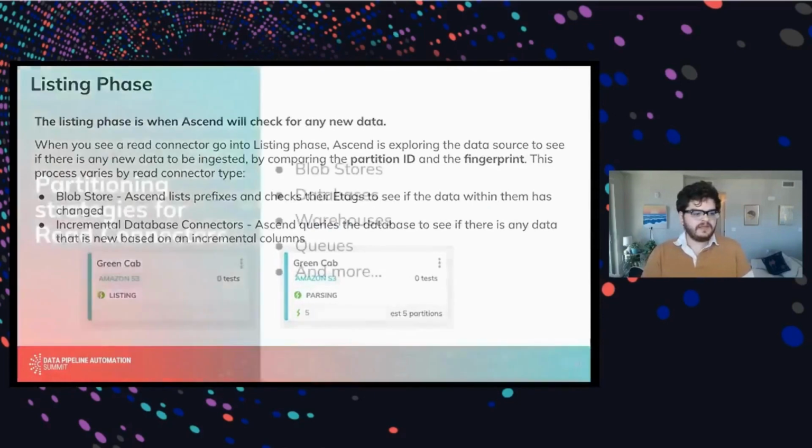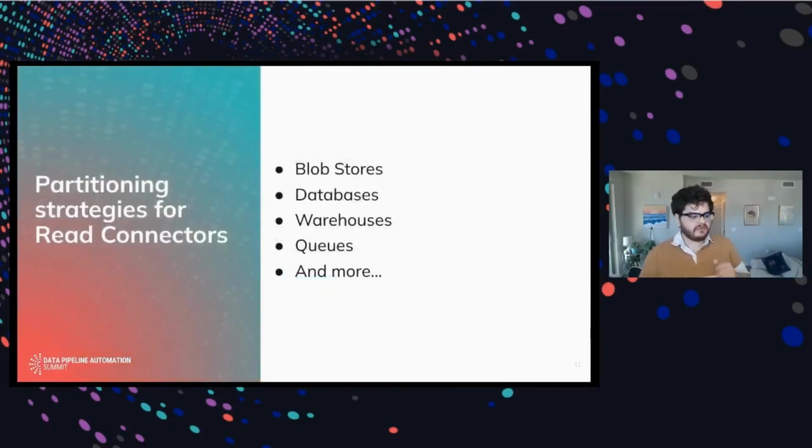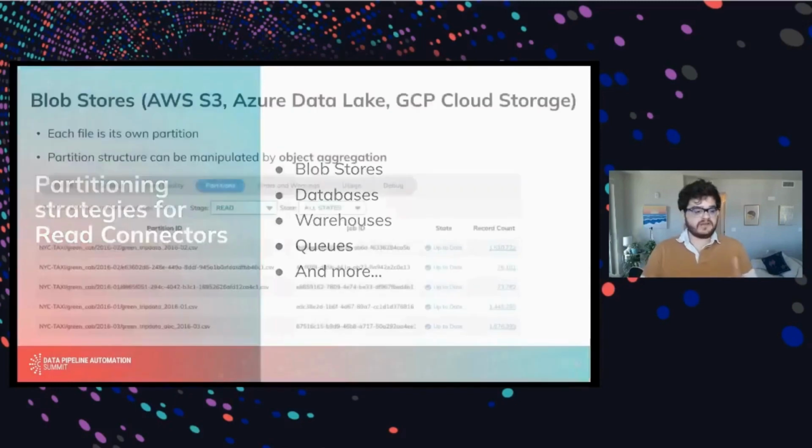Cool. So then let's talk a little bit about how partitioning works with specific types of read connectors. Obviously, all these data sources are very different, and so how we ingest data from them is going to be different and will depend on the kind of configuration that you have. We're going to cover a couple of them, but if you have any specific questions about specific types of read connectors, either drop them in chat or find someone at Ascend to talk to, or check out our documentation.